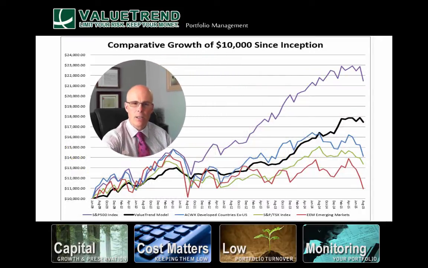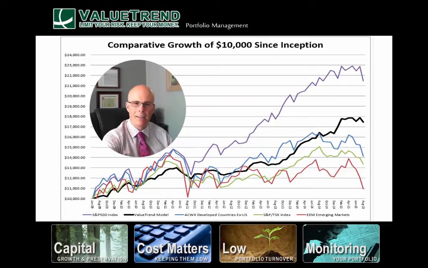So the first chart is the performance chart, and you can see the black line is the Value Trend Wealth Management platform, the equity platform that we run for our clients. The other lines are different world markets, the top one being the top performing market in the world, the S&P 500, and TSX and emerging markets and European markets. So what you will notice here is we have beaten all of the markets with the exception of the S&P 500, but perhaps more importantly is the degree of volatility that we have taken on to achieve that performance.